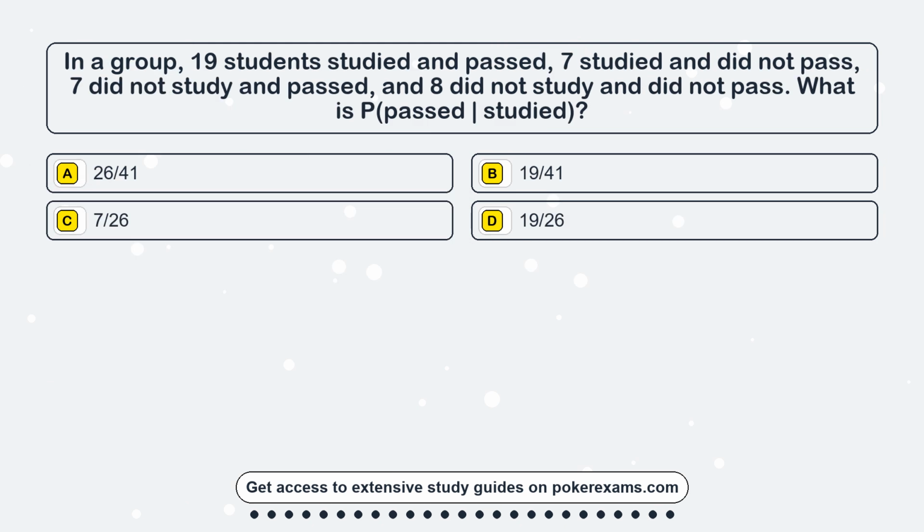Question 23. In a group, 19 students studied and passed, 7 studied and did not pass, 7 did not study and passed, and 8 did not study and did not pass. What is P(passed | studied)? Option A 26/41. Option B 19/41. Option C 7/26. Option D 19/26.